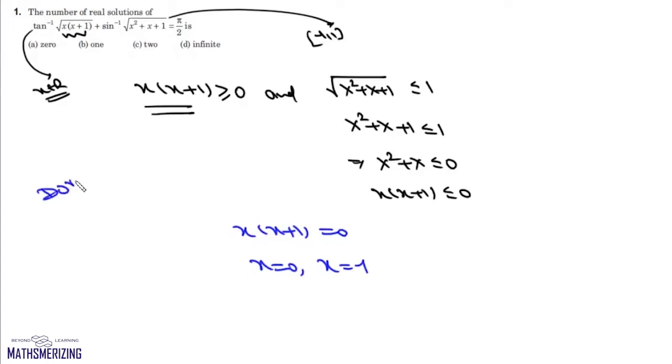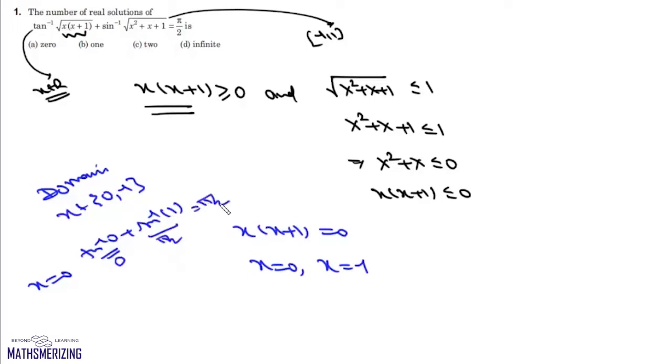So for this question, there are only two values of x which are possible, and they are 0 and minus 1. Now we'll take x as 0. Here it'll be tan inverse 0 plus sine inverse 1. tan inverse 0 is 0 and sine inverse 1 is pi by 2. We'll get this value pi by 2. So x equal to 0 is one solution. And if we take x as minus 1, now again it'll be tan inverse 0 plus sine inverse 1, which again is pi by 2. So that means there are only two real solutions of this equation, and that's your option number C.